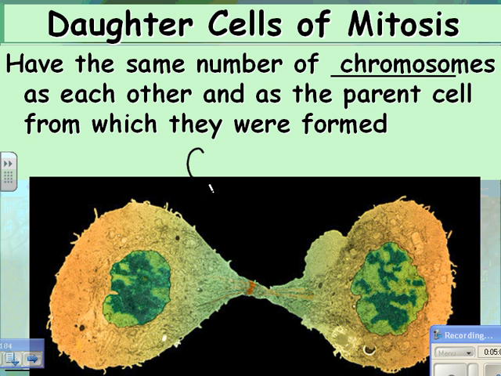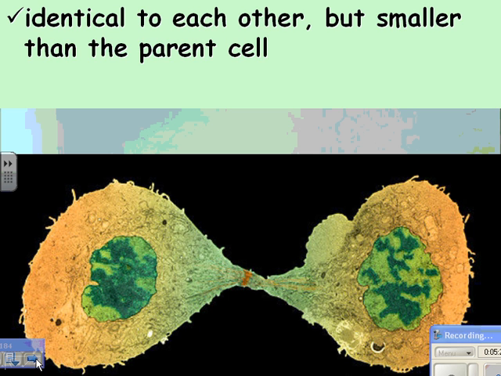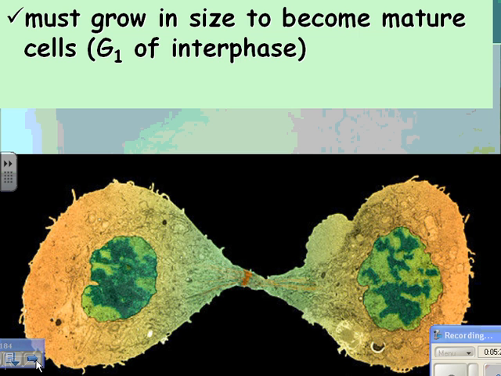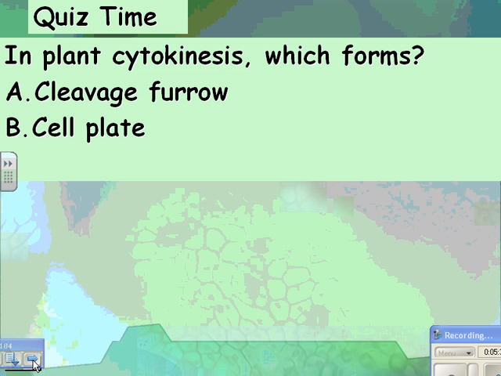So you have a cell that started out with 46 chromosomes, and it underwent mitosis. And at the end, you get two cells, each of them with 46 chromosomes, identical to each other, identical to the parent cell. So they're identical to each other, but smaller than the parent cell. The DNA is identical, though. They have to grow in size to become mature, and that happens during the G1 phase of interphase.